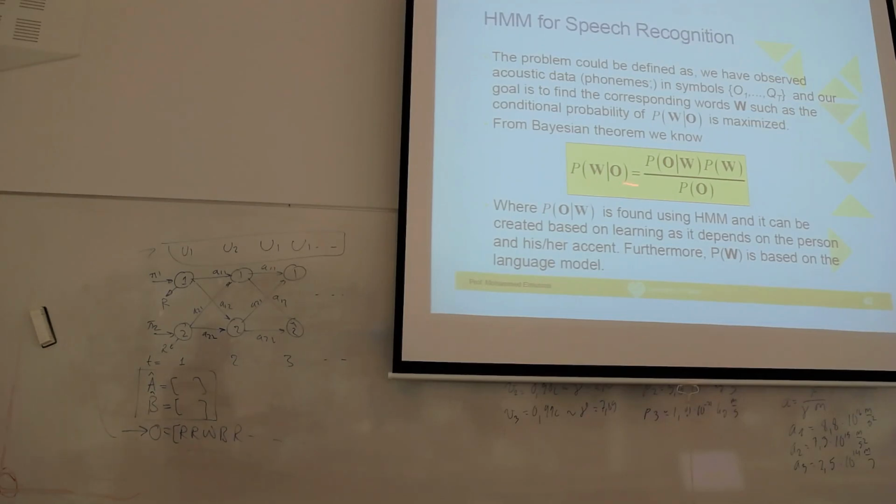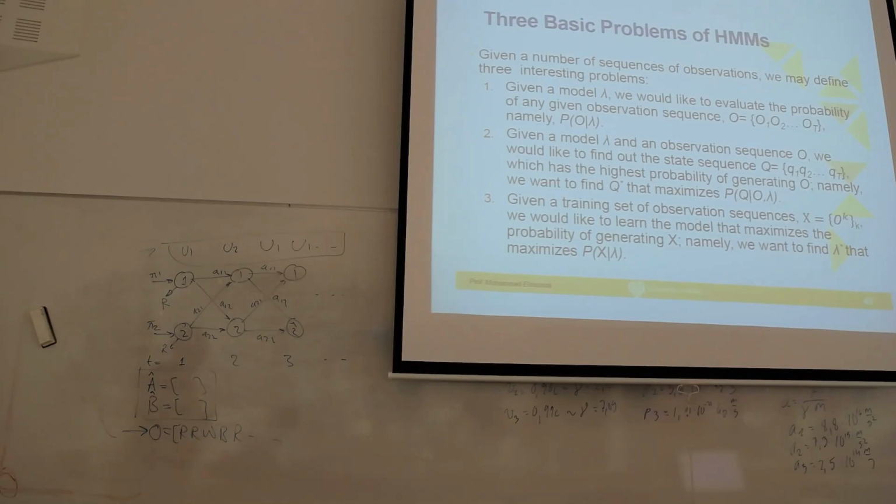Okay, so by Bayesian theorem, this can be the probability of the observation given the words, which can be built through learning, multiplied by the probability of the words, which depends on the language, and divided by the general probability of the observation, regardless of the words themselves. So actually, a hidden Markov model will build this part. Which can be used by the voice recognition, or it can be used by neural networks, for example, or whatever techniques we use in order to improve the recognition capabilities.